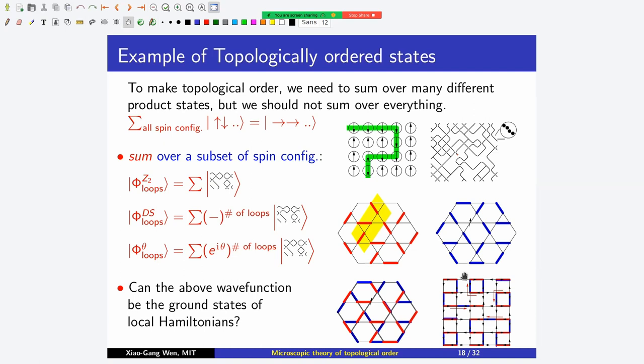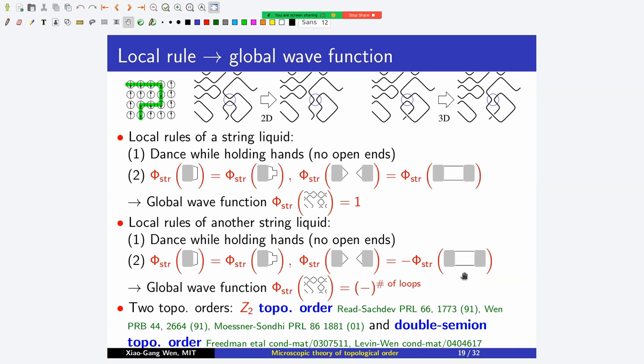Okay. Let's go to the first two examples a little bit more. Basically the local rule is the so-called local dancing rule. The string can change its shape. We have a Hamiltonian which allows the string to change its shape, and also a Hamiltonian which allows strings to reconnect like this, but with the same phase. Those are the dancing rules that describe a ground state wave function.